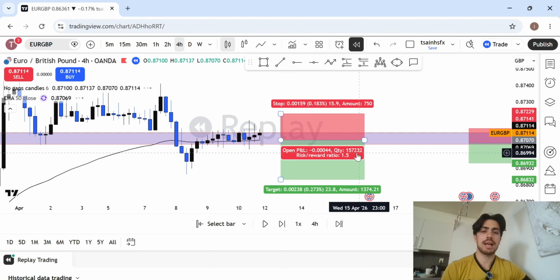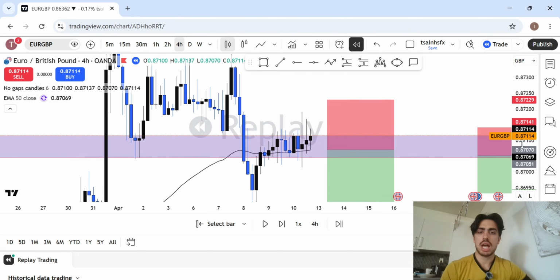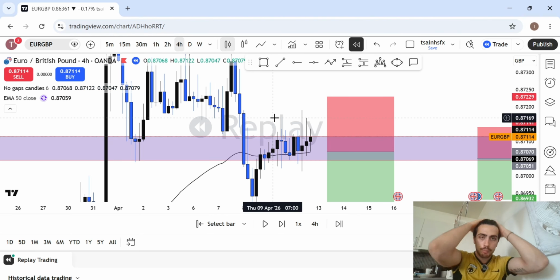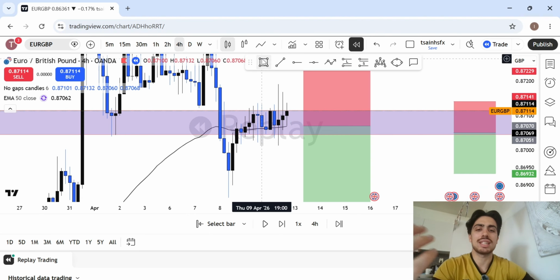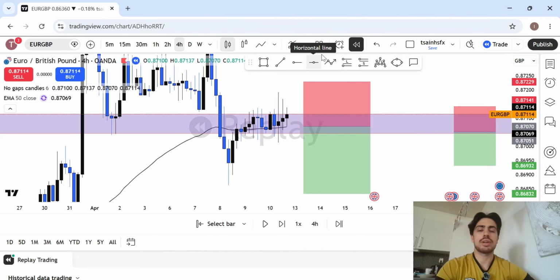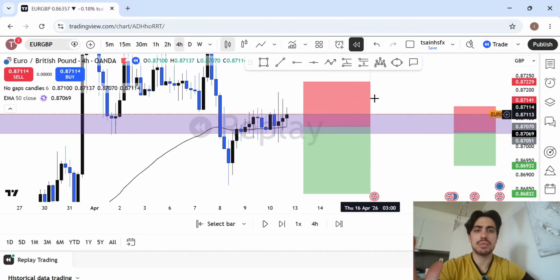So what I'm doing after I mark my zones, I just scale down to the 4-hour time frame and I'm waiting for a retracement. I'm waiting for price to tell me that it is slowing down, because imagine, guys, if you're on a highway and you want to jump on top of a car, you won't jump on top of the car if the car is going 100 miles per hour, right? You will wait a little bit for it to slow down so you can jump on it without hurting yourself. It's the exact same thing.